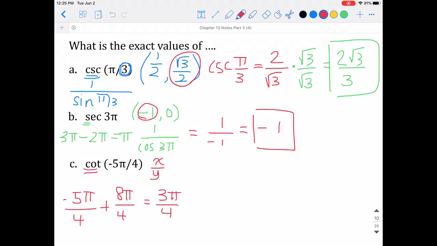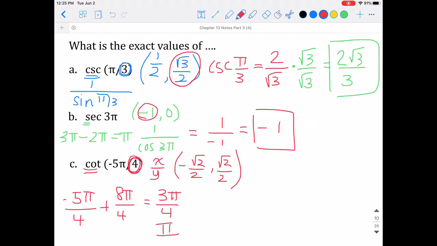3 pi over 4 is in the second quadrant. And because our denominator is 4, that means it's a 45-degree angle, so our corresponding point is going to be radical 2 over 2, comma, radical 2 over 2. But because we're in the second quadrant, that makes our x value negative.